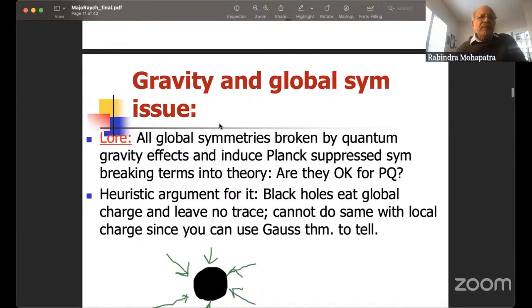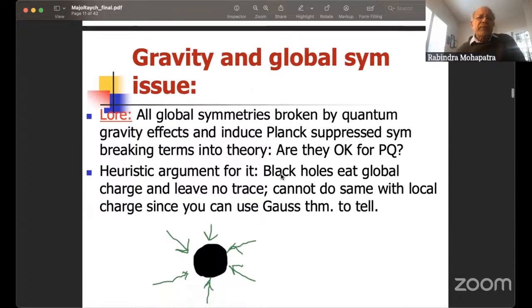So there is a lore going around, and I don't think there is a mathematically rigorous proof of that, but it's certainly very plausible lore, which is that all global symmetries are broken by quantum gravity effects, and they induce a Planck-suppressed symmetry breaking term into the theory. And the question is, if you have a Peccei-Quinn model, you have a global U(1) PQ symmetry, which is an axial symmetry, and that symmetry should also be broken by Planck scale effects. And the question is, is it okay with phenomenology to have this kind of thing? Can you still maintain that theta is less than 10 to the minus 10 in spite of these extra terms? That is a very important question.